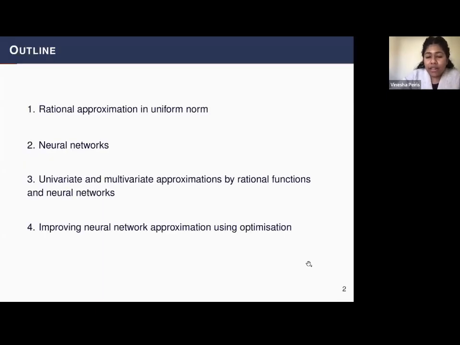Okay, so my talk is actually divided into 4 main sections. In the first part, we will talk about how rational approximation works, especially in uniform norm. And then we will talk a little bit about neural networks. I'm pretty sure that everyone is familiar with neural networks, but we will talk a little bit about the mathematics behind them. Then we will have a look at a small comparison between approximations by rational functions and approximations by neural networks, looking at univariate and multivariate approximations. And then I will show you how we can actually improve neural network approximations using optimization and looking at this problem from the point of view of quasi-convexity.